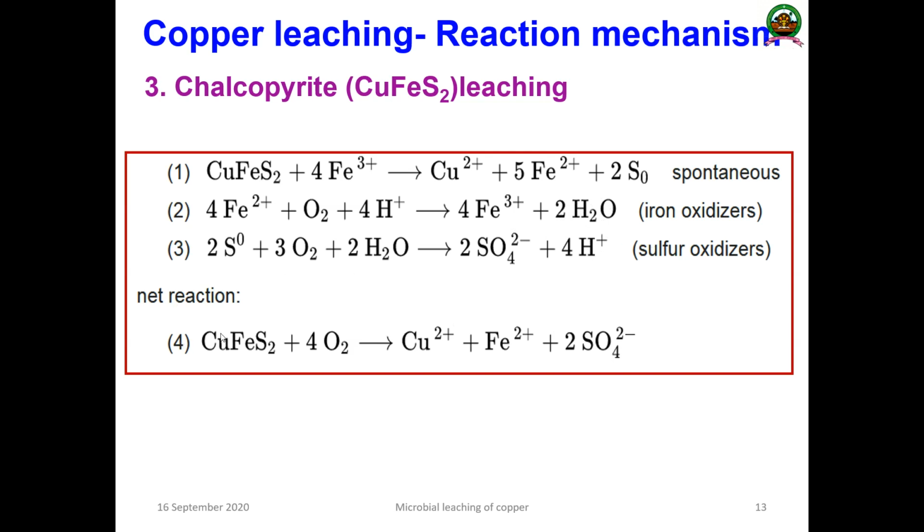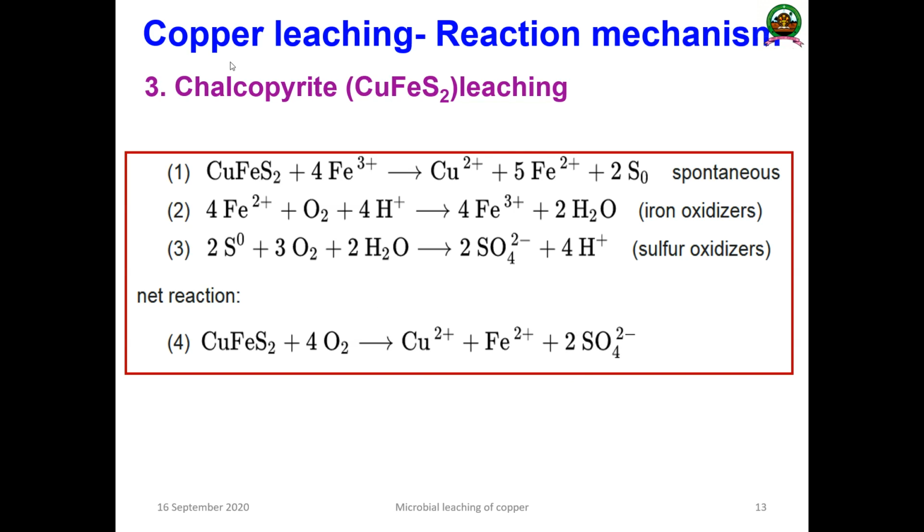Then the net reaction is copper iron sulfide, CuFeS2, plus 4O2. Here we will have Cu2+, then Fe2+. The free copper is produced here, and sulfate. So this is the third major approach for copper leaching.